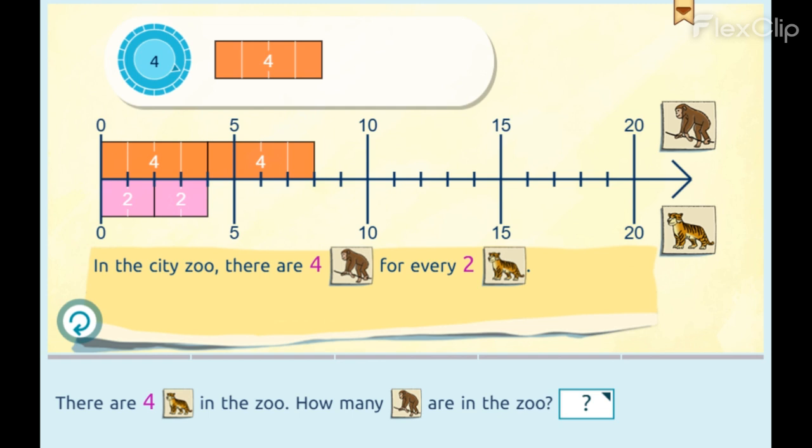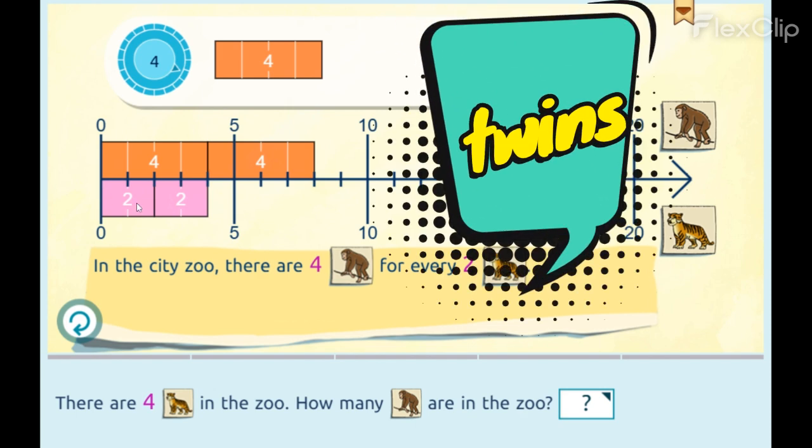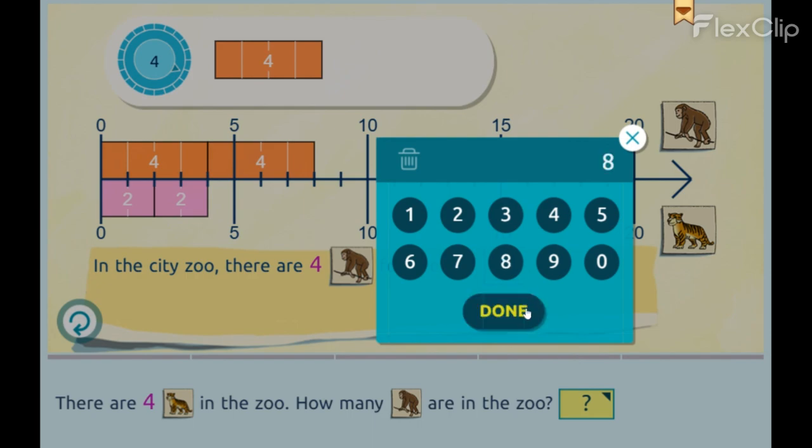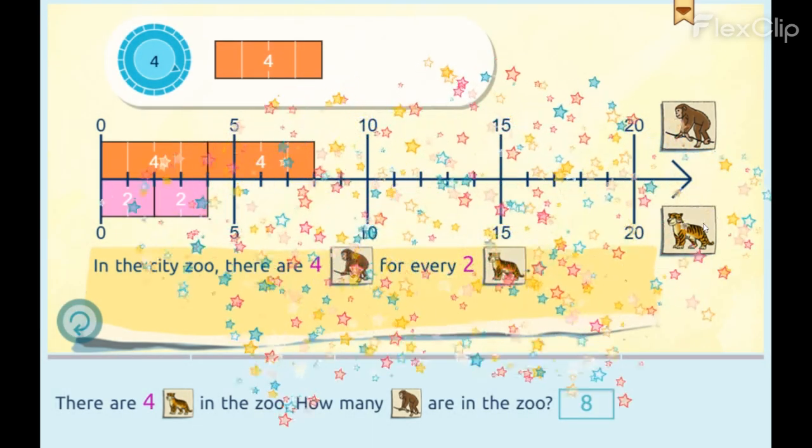The ratio stays the same, 2 to 4, 2 to 4. They're like twins. They need to be paired together, one and one, one and one. One pink brick versus one orange brick. And now it's quite easy to calculate the amount of monkeys in the zoo. Not 4 anymore, but 4 plus 4, 8. Let's check. That's right.